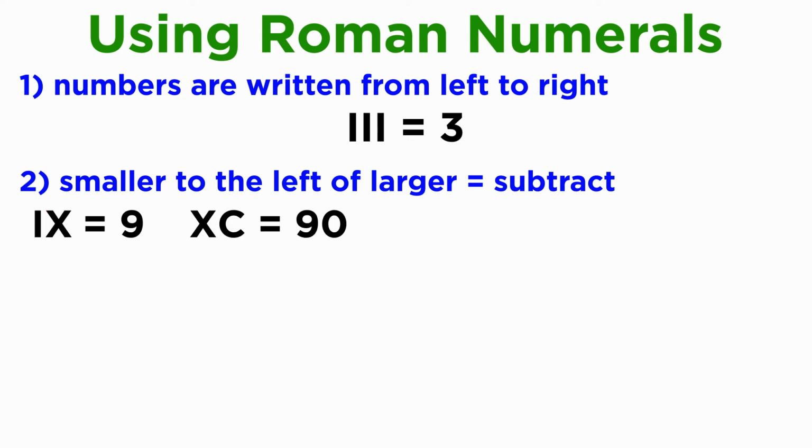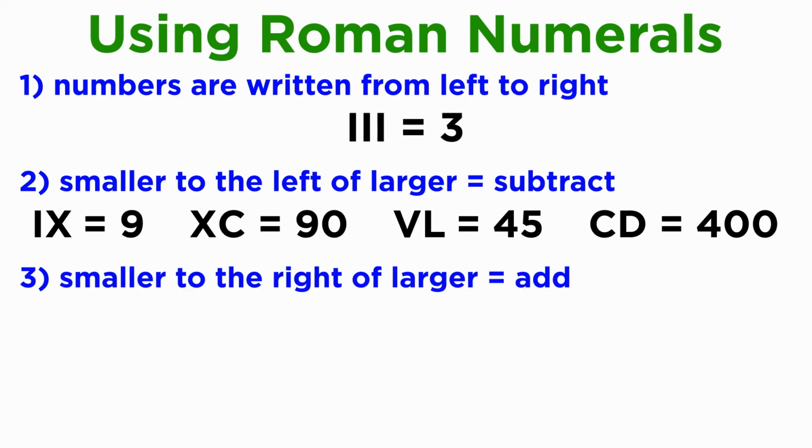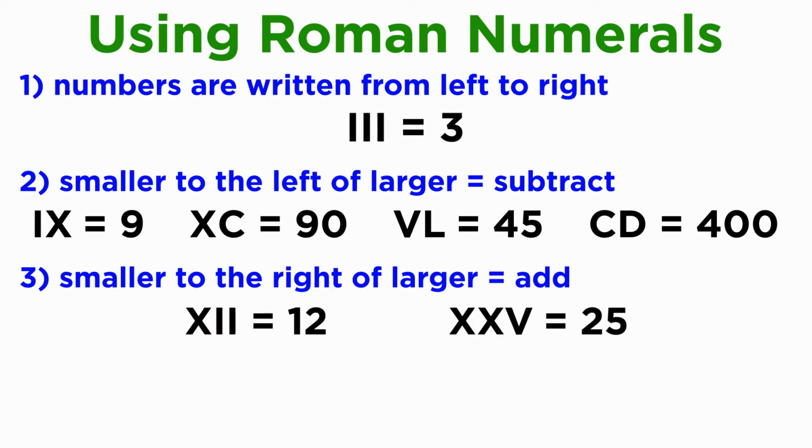XC equals 90, because it is 10 less than 100. VL equals 45, because it is 5 less than 50. CD equals 400, because it is 100 less than 500. But when a symbol is placed to the right of a symbol with a larger value, it must be added. So XII equals 12, because it is 10 plus 1 plus 1. XXV equals 25, because it is 10 plus 10 plus 5.